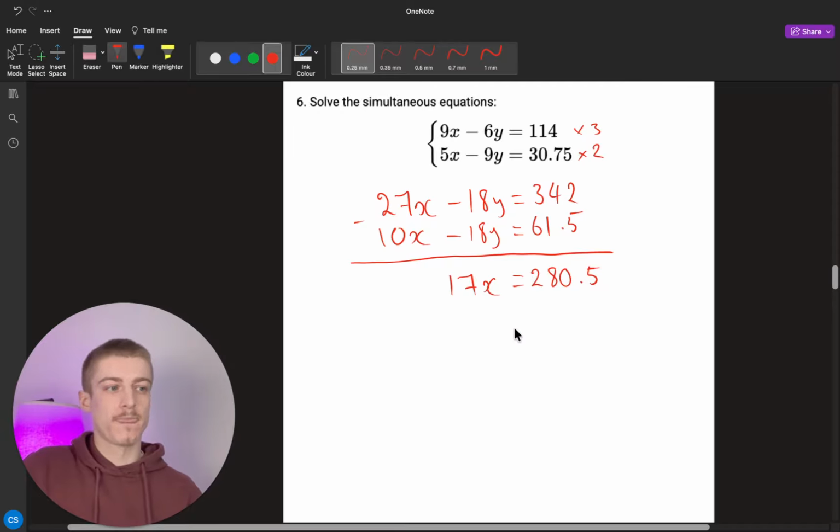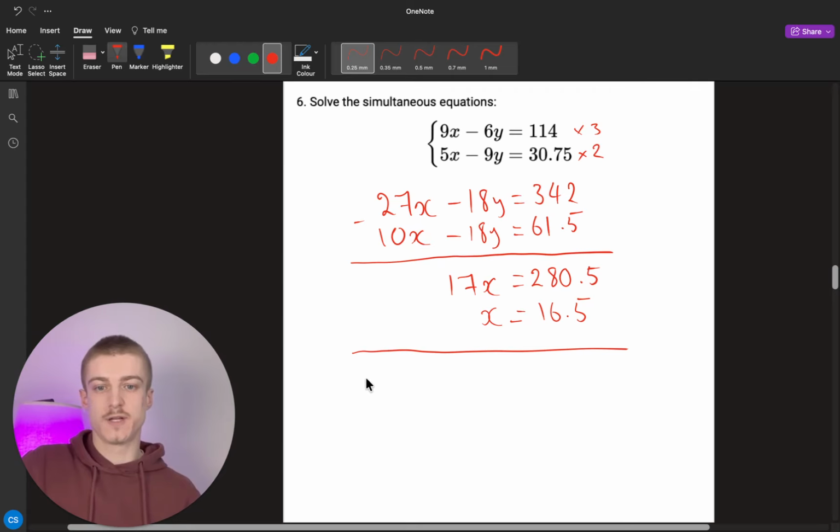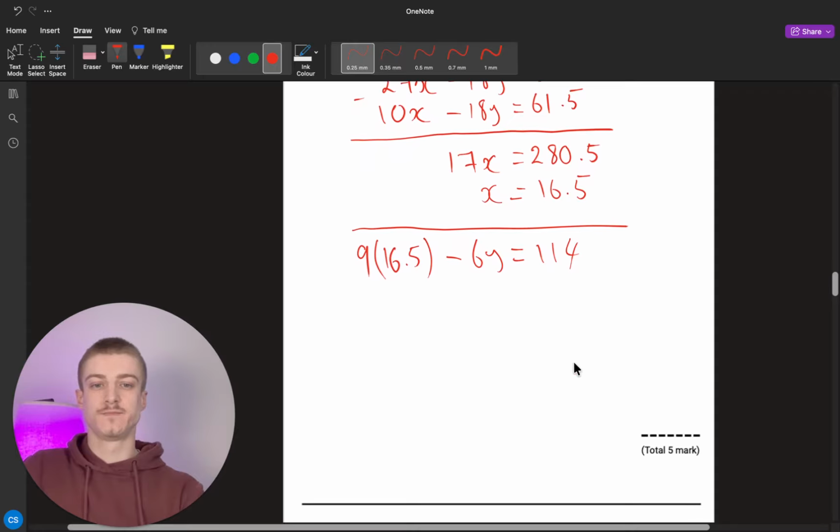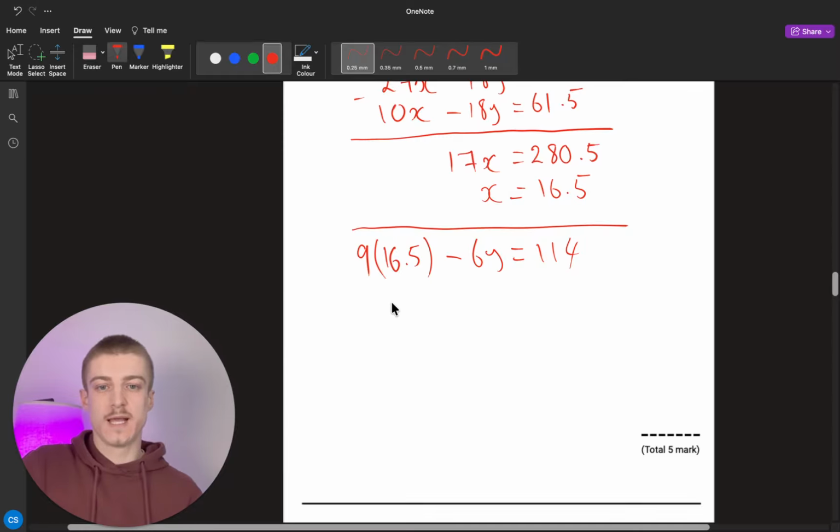I'm going to choose the first equation. 9, we know that x is 16.5, so 9 times 16.5, taken away 6y is 114. Okay, I'm going to expand that to get 148.5, and then I'm also going to move the 6y over to the other side and bring the 114 over to the left in one clean sweep, right? So minus 114, this is 6y. Notice how the signs change because we have to add 6y to both sides and take 114 from both sides.